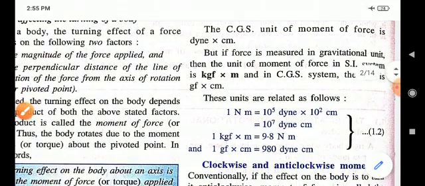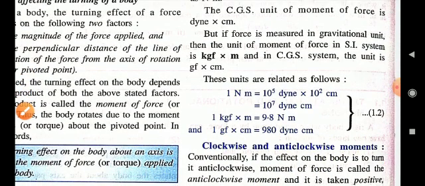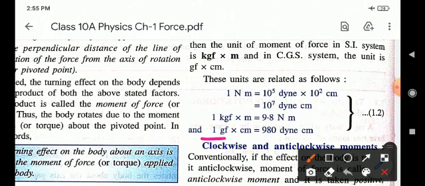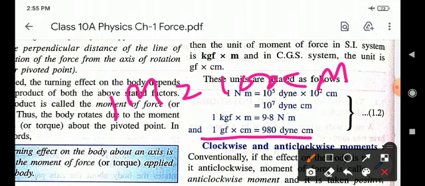Okay children, 1 kgf into m is equal to 9.8 Newton meter and 1 gf centimeter is equal to 980 dyne centimeter, because 1 meter is equal to 100 centimeter.